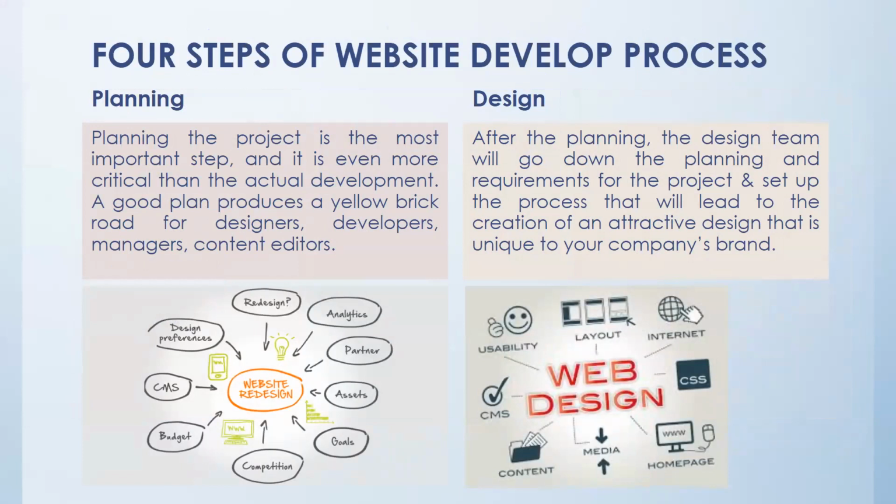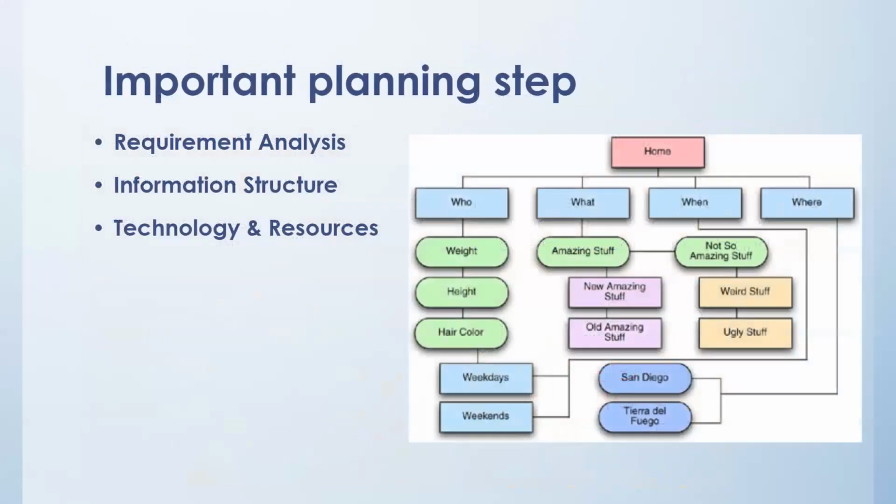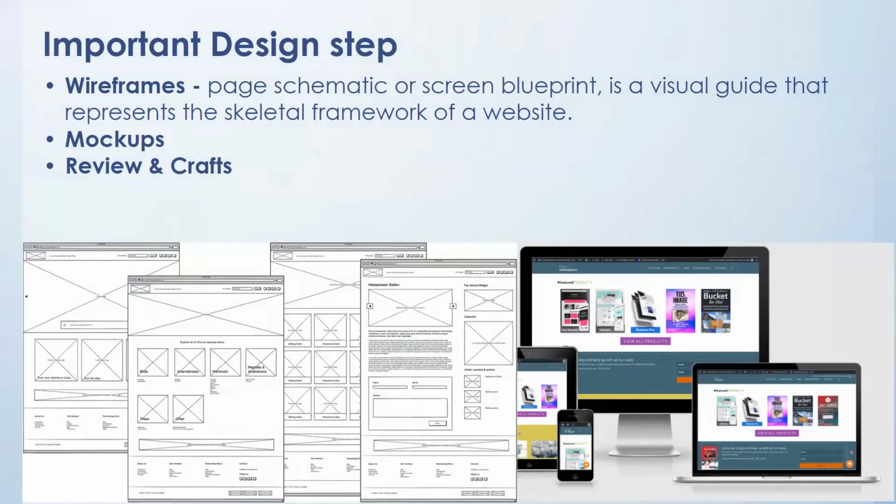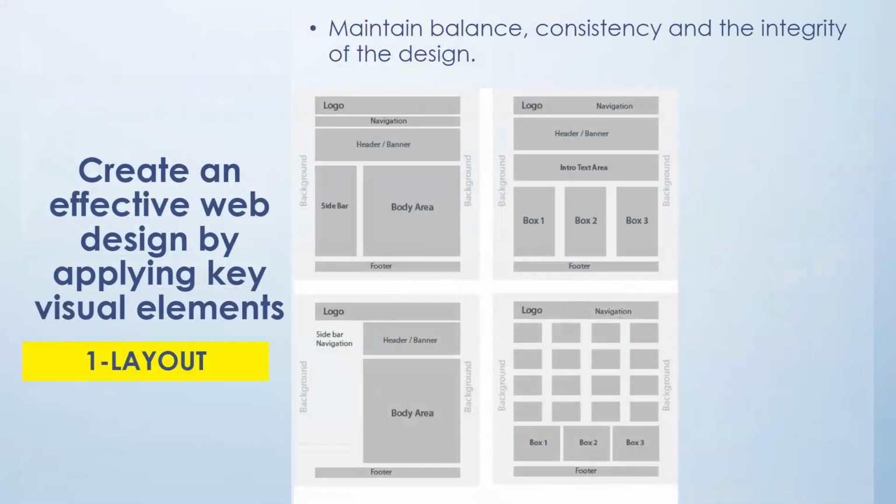Then, for example, they have shown us web redesigning. So what we needed: partner, redesigning, analysis, and goal. That's it. Then we are going to be designing. Under the designing, we will decide how we are going to make this plan work, right? So when we are designing, we will collect the information and ideas, then implement the idea, then apply the design principles, right? Then after designing, we will maintain a balanced, consistent integrity of the design.